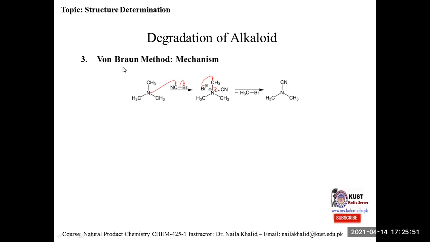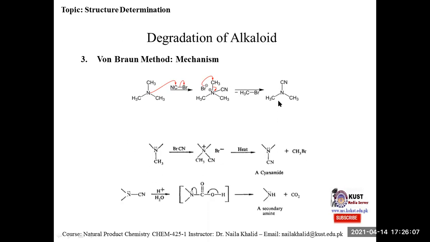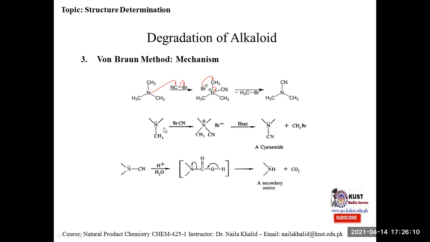Mechanism of the von Braun method. This first method of the von Braun degradation is with cyanogen bromide. A tertiary amine reacts to give this type of product, elimination takes place and gives this type of product, N-cyanamide. Similarly, when a secondary amine reacts with bromocyanogen, it will give this product. Upon heating, it gives cyanamide. This cyanamide can be hydrolyzed into carbamic acid and then it is converted into secondary amine. This shows that the alkaloid contains a secondary amine.